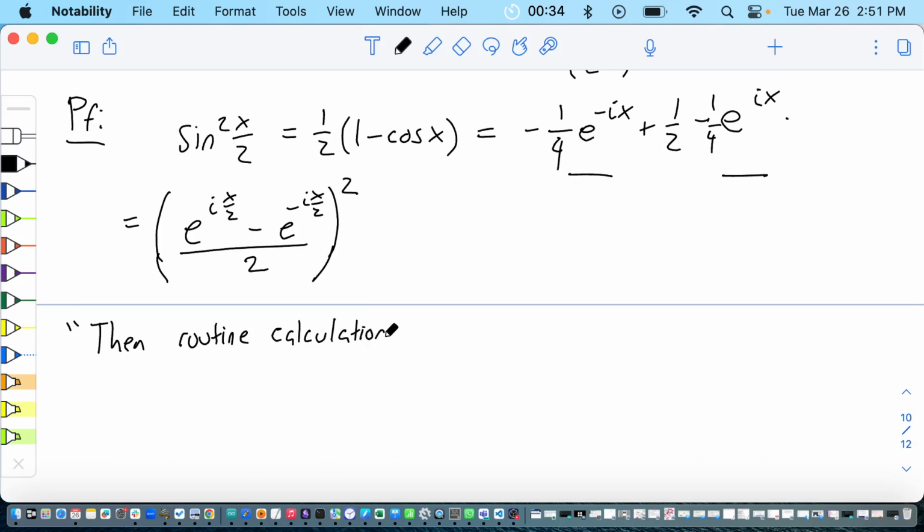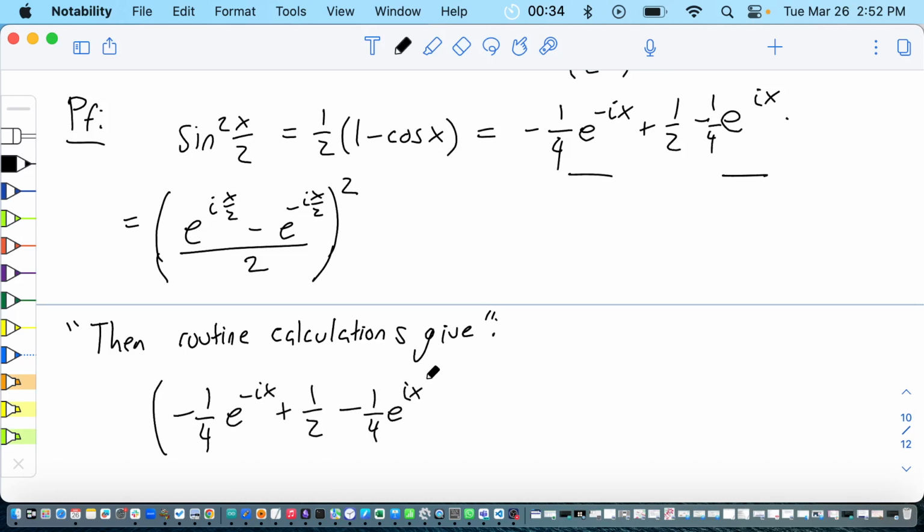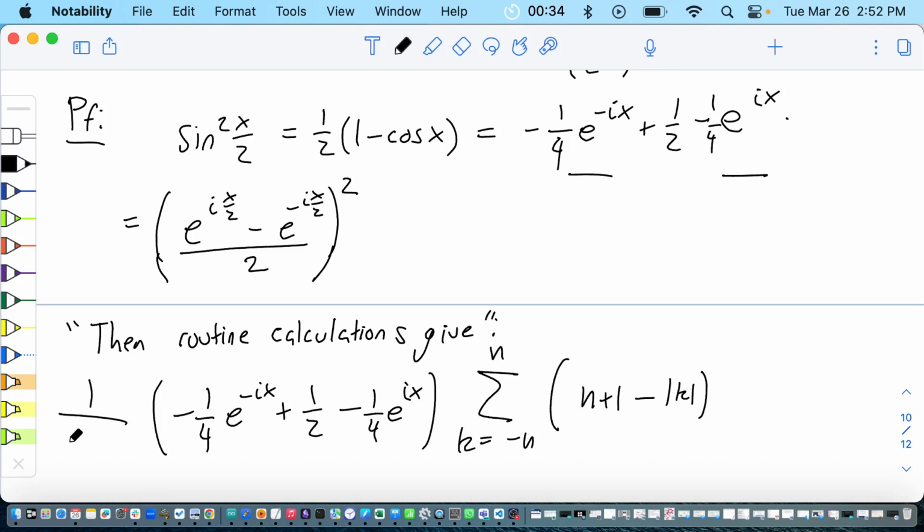Okay. Routine calculations give, quoting verbatim from the textbook, if you multiply minus 1/4 e to the minus ix plus 1/2 minus 1/4 e to the plus ix, that's what we had, the sine squared thing, and you multiply that by the sum we're interested in, and I'm going to write the sum like this. I'm going to write it as n plus 1 minus the absolute value of k, and I factored out a 1 over n plus 1.